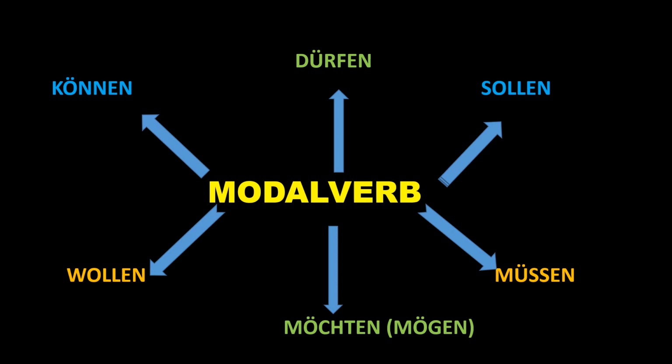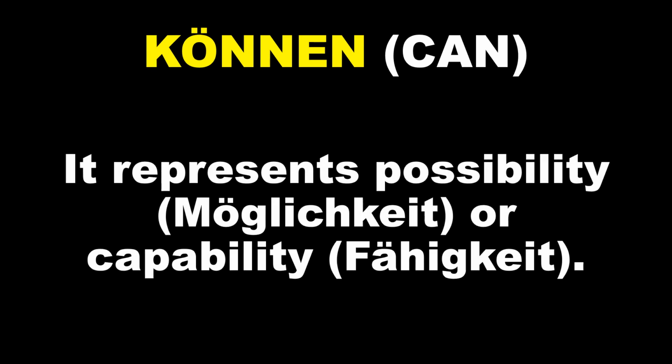Let's see a detailed explanation of these verbs and how we use them in a sentence. So, first of all, let's understand the first modal verb, können, which means in English can. It represents possibility or capability. Possibility in German we call Möglichkeit. Capability we call Fähigkeit in the German language. So, these two moods are expressed by the verb können, which is a modal verb.